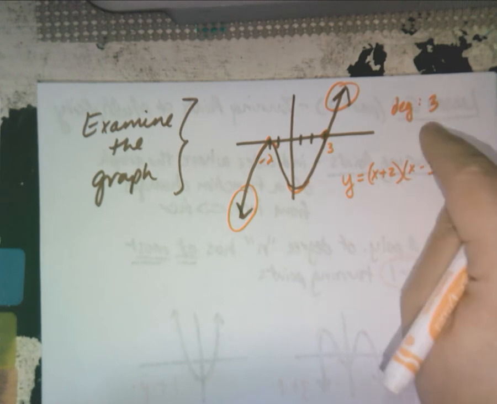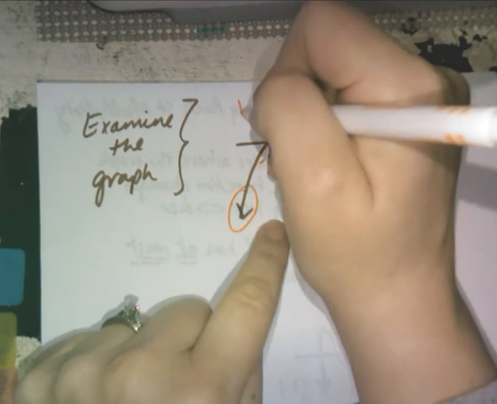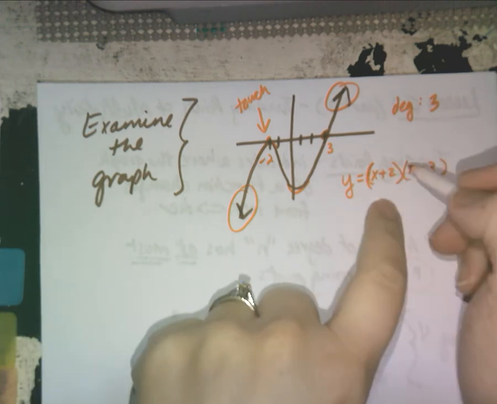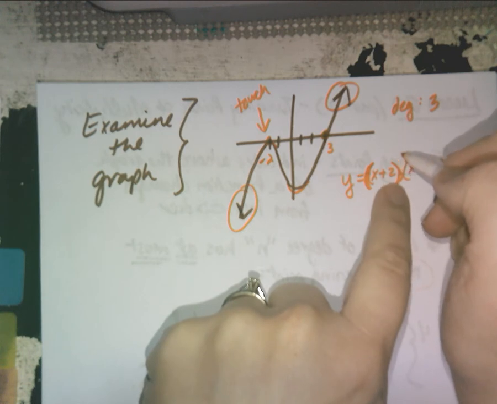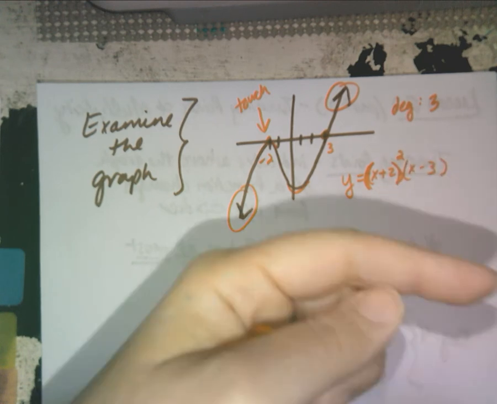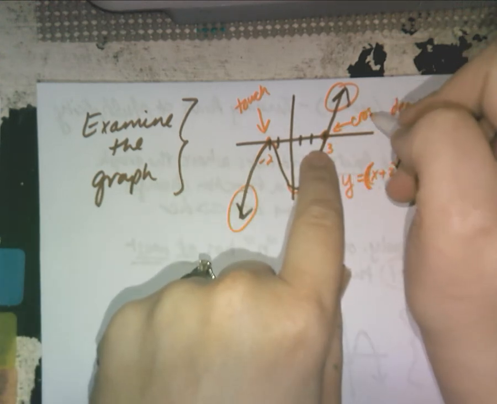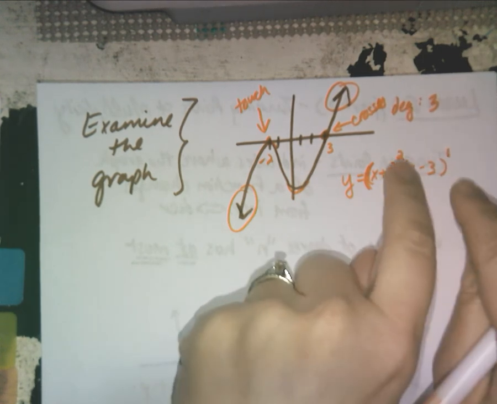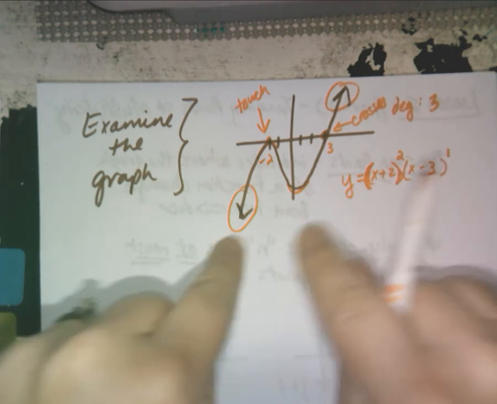So how do I get degree 3 out of this? Well, here's what we're going to find out. When you touch the graph, you have an even multiplicity. What does that mean? That means this factor right here must be at an even power. Right now it's at an odd power, at 1. It must probably be at 2 or 4 or 6. If it crosses through like this one did, then it has an odd power. I'm going to call it 1. What's 2 plus 1 make? 3. If you punch this in your calculator right now, this is what you're going to see.